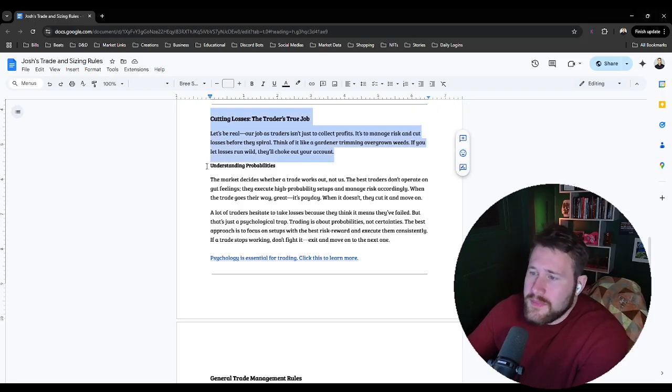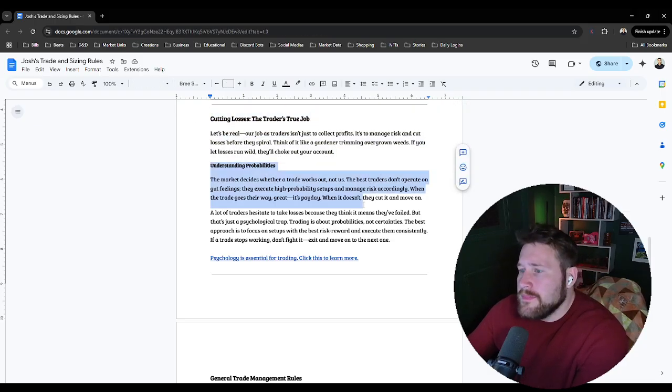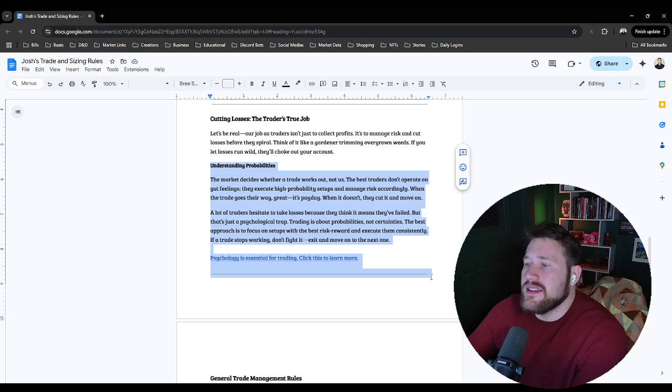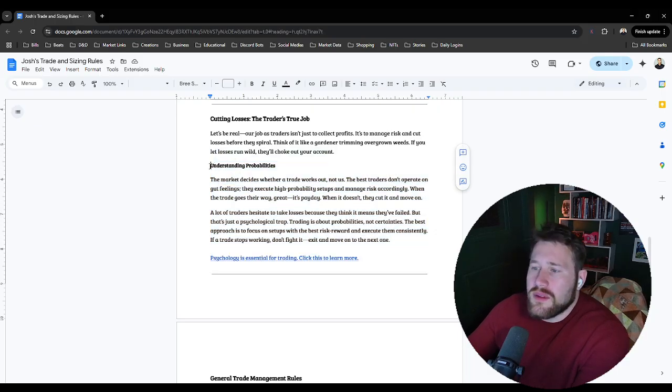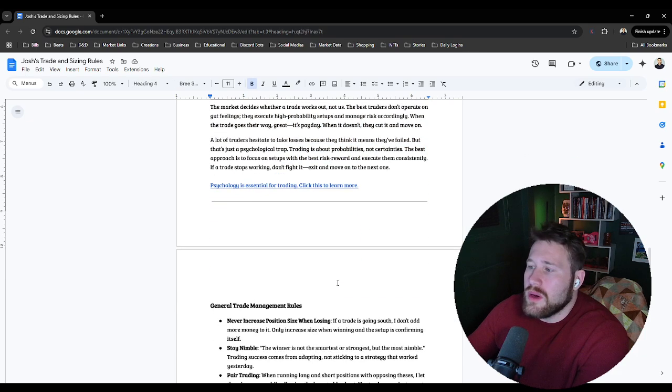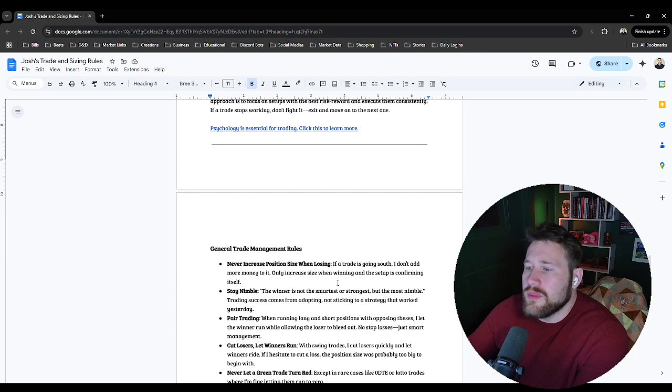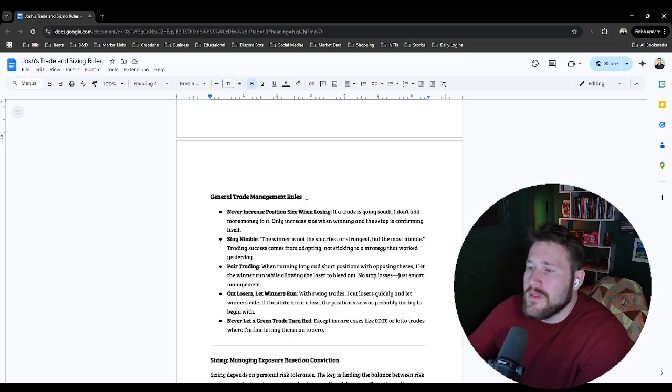We've talked about this. Understanding probabilities. This kind of goes into our psychology, right? We stay at a constant thinking in bets mindset. We constantly think about the risk reward of positions, and we think about the quality of our setups. We'll get into this a little bit more later.